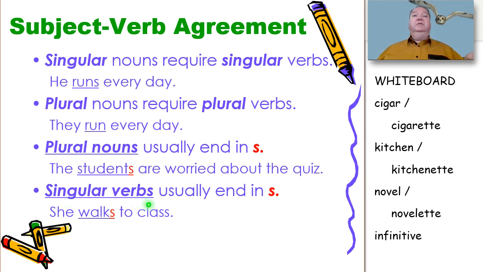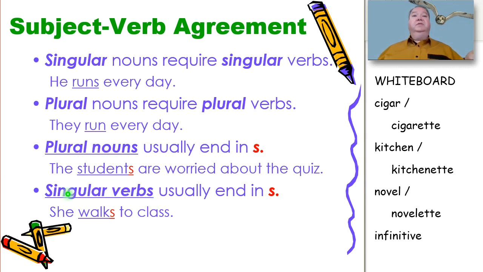Singular verbs usually end in S. Wait, okay, let's back up. Plural nouns usually end in S. So if a noun is plural, it usually ends in an S. However, for verbs, it's often singular verbs that end in S. So don't let this confuse you. Don't think, oh, it ends in an S, so it's plural. That is true for nouns, but not for verbs.